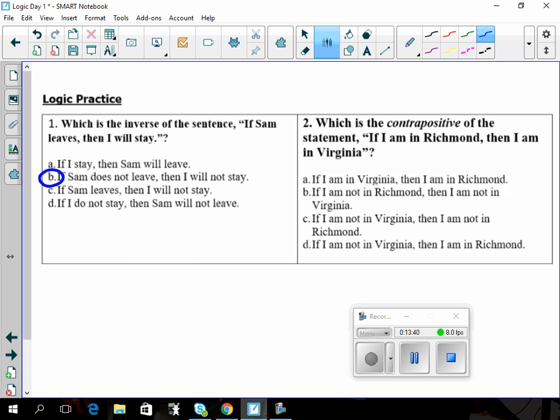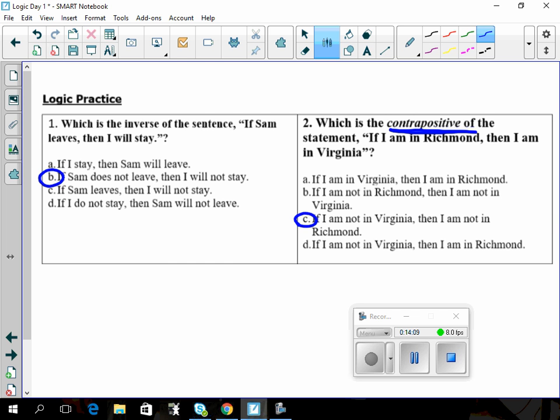All right, number 2, contrapositive. Contrapositive means I'm doing everything. I switch them and I negate them. So if I'm not in Virginia, then I'm not in Richmond. How'd we do? Okay? Don't forget that if we have the not already in there, when you negate it, you take it out. Right? That's going to come up on the orange cards, I know for sure.